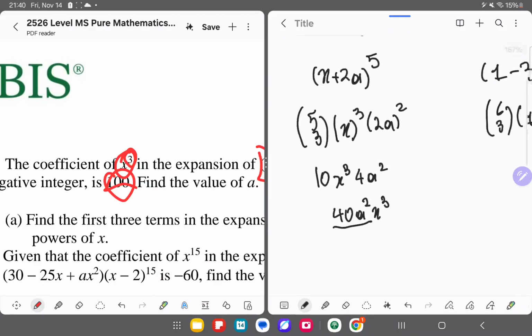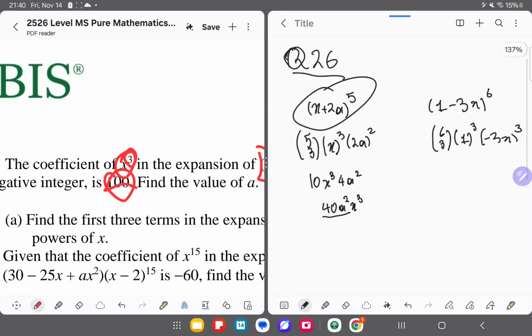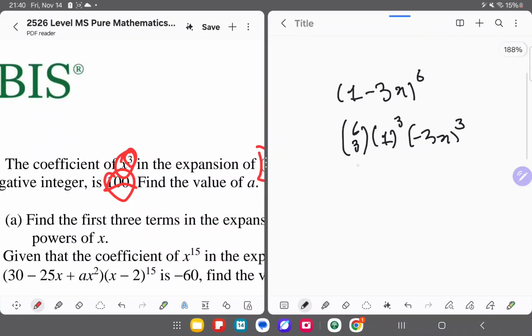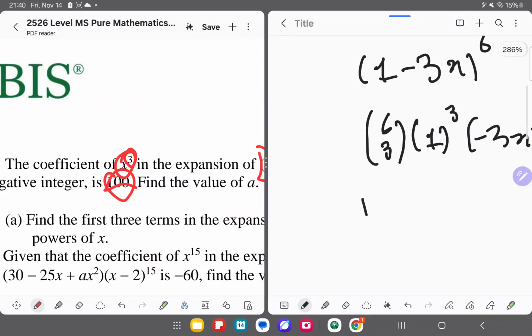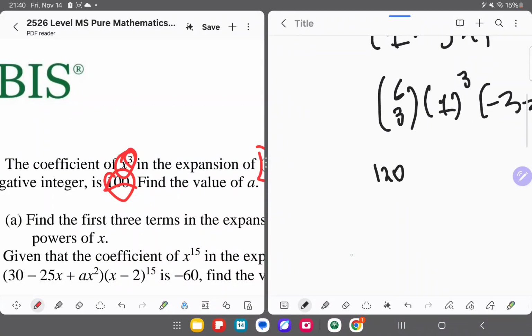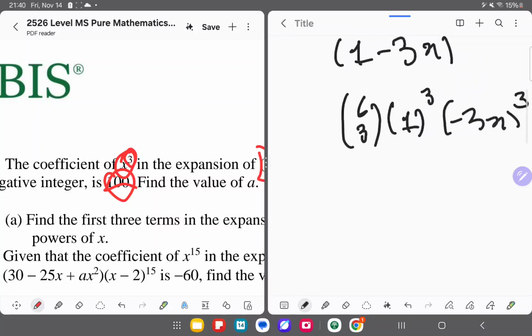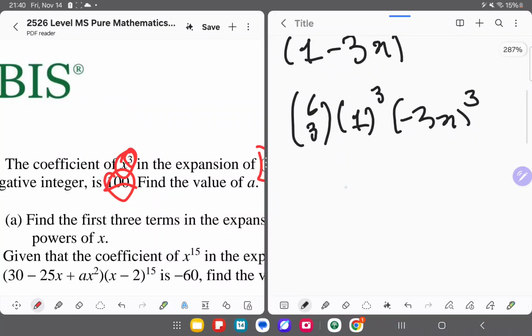So I got the coefficient of the x power 3 over here. And then I do the same thing here. 6 combination 3 is 120 over 6, which is 20. So we get 20 over here, so 20 multiplied by minus 27, which is minus 540 x power 3.